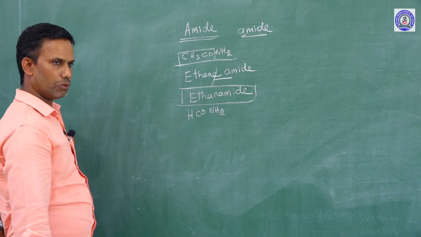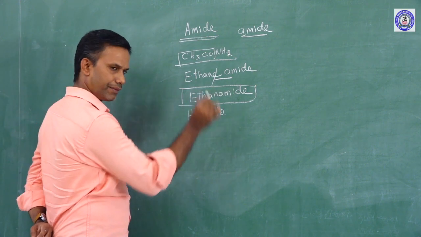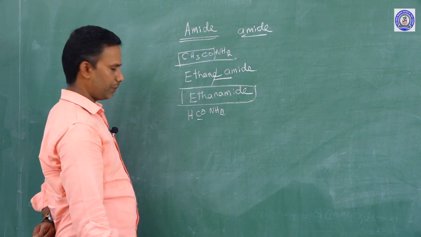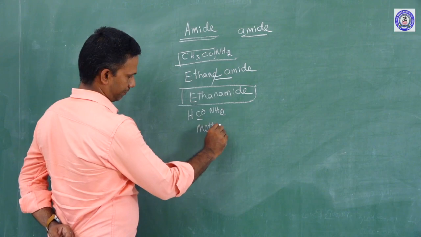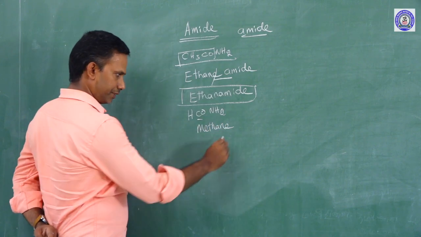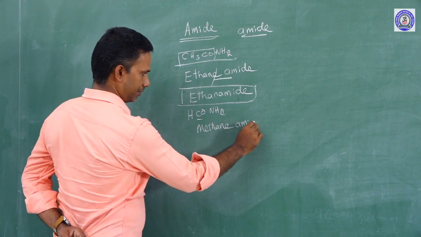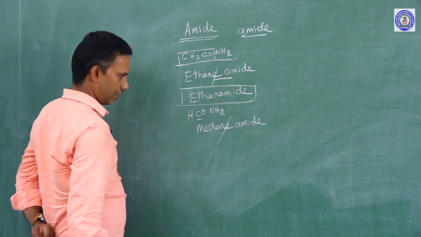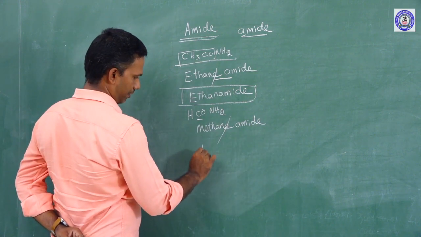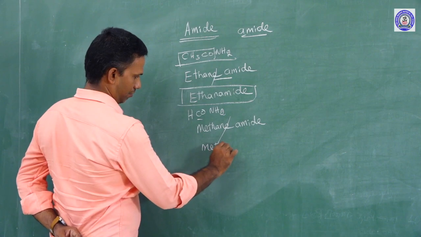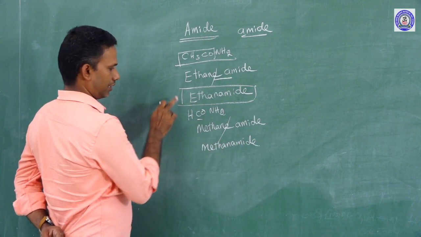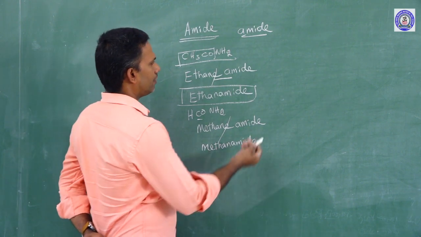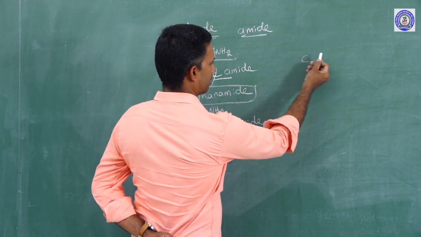Likewise, if you write formamide, what will you do? Find the number of carbons. How many carbons are there? Only one. So methane, amide. Further remove the E, methanamide. Ethanamide, methanamide.